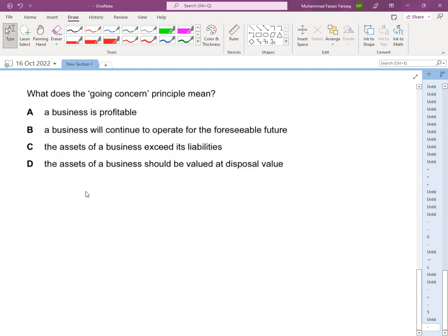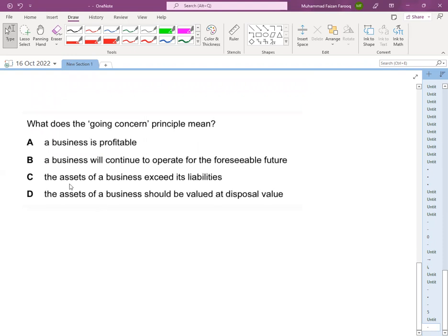The next question, going concern. Just check options A, B, C, D and think, what do you think? What is coming to your mind? Going concern means the business will continue its existence in the foreseeable future. Is it B? All of you who are watching my video, what's the answer? Is it B? Yes, it is. So the answer is B.